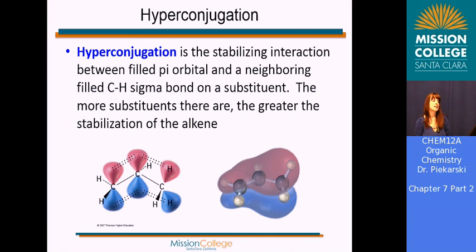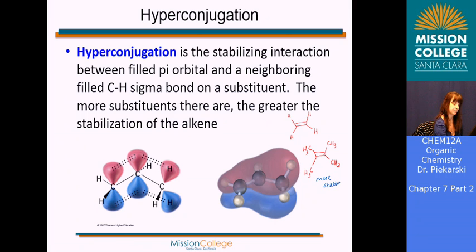So what is hyperconjugation? Basically, it is the stabilizing interaction between a filled pi orbital and a neighboring filled CH sigma bond on a substituent. The more substituents there are, the greater the stabilization of the alkene. Okay? So what we're saying here is, for example, let's just say I had this guy here, right? Ethylene versus this one here. Okay, now based on what I told you on the previous slide, which one is more stable? The tetra-substituted alkene, good. This one is more stable.